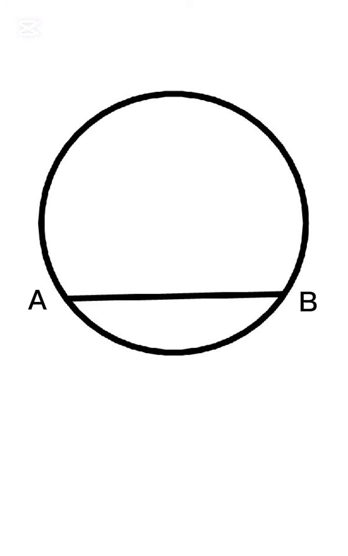Then let me show you the picture of the chord. Yeah, that is the picture of the chord. AB is the chord. Remember that a chord is the line that connects 2 points on the circumference. It does not necessarily pass through the center.